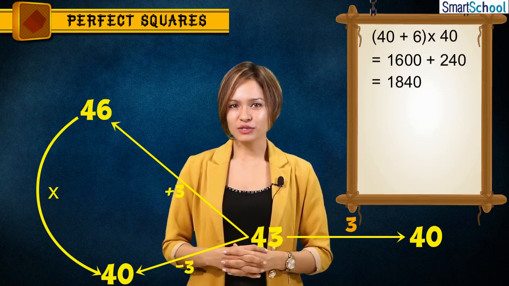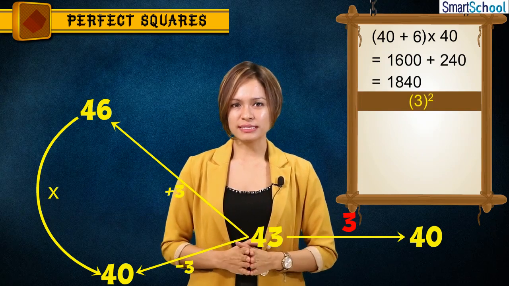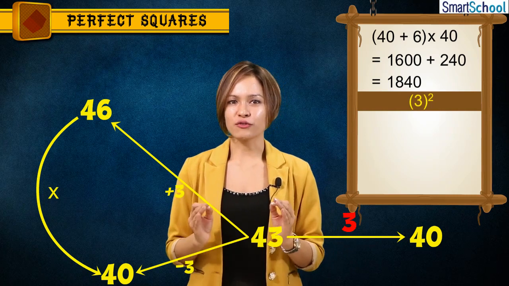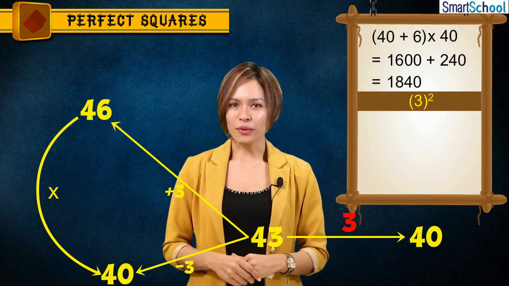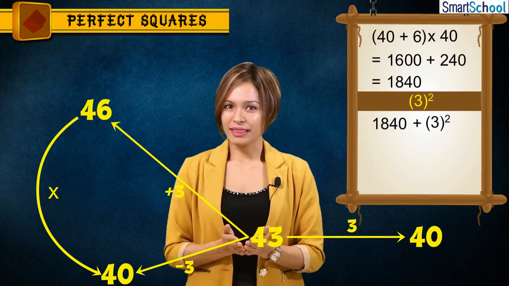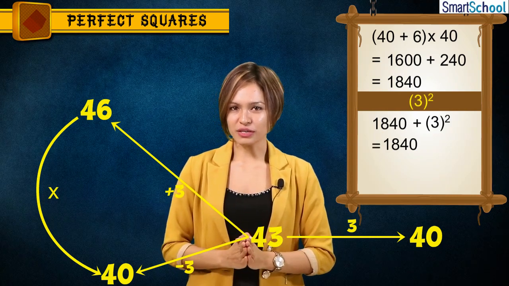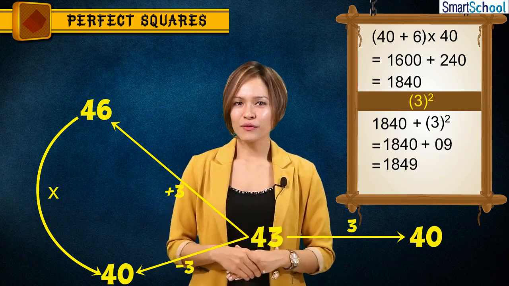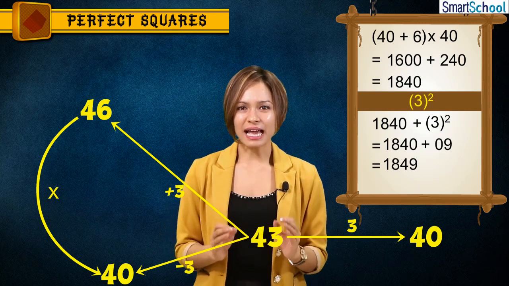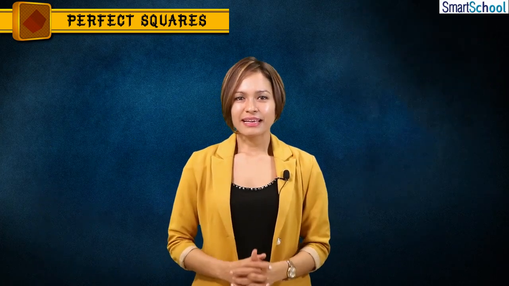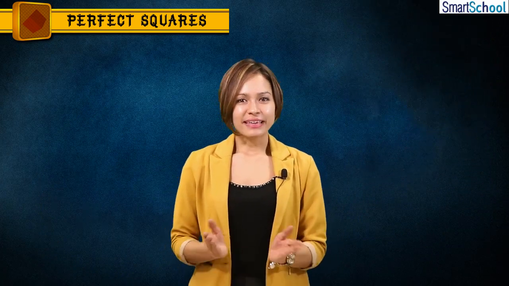Now add the square of 3, which was the distance of the number from its nearest tens, to 1840. So we get 1840 plus 3 square, that is equal to 1840 plus 9, which is equal to 1849. This is exactly the square of 43. It's easy, right? Can you now determine the square of 78?